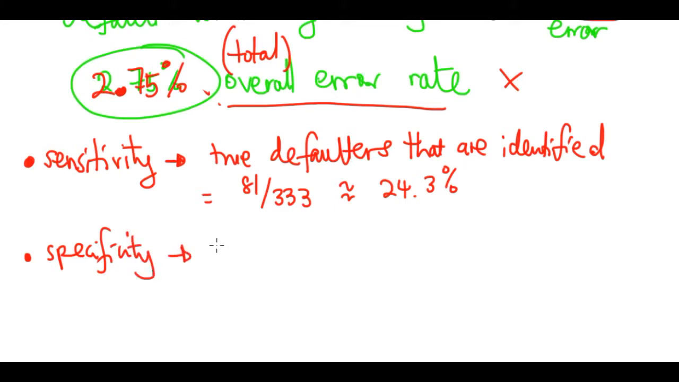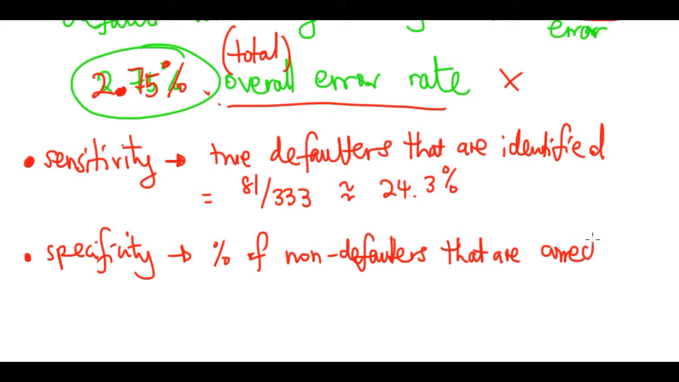Specificity is the percentage of non-defaulters that are correctly identified.